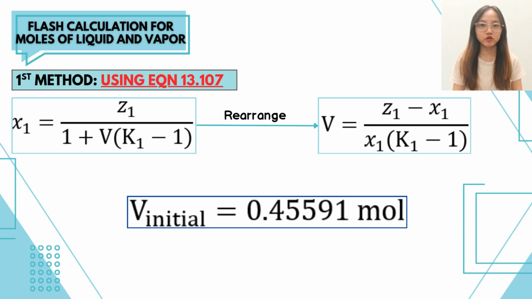So, to determine the moles of vapor and liquid, there are two methods. First is by using equation 13.107 as shown. After that, rearrange the equation to find the moles of vapor for hexane. Then plug in the values, where Z1 is the overall mole fraction of hexane, which is 0.5. K1 and X1 are 2.3766 and 0.3072 respectively. Then we can get the initial moles of vapor, which is 0.45591 mole.